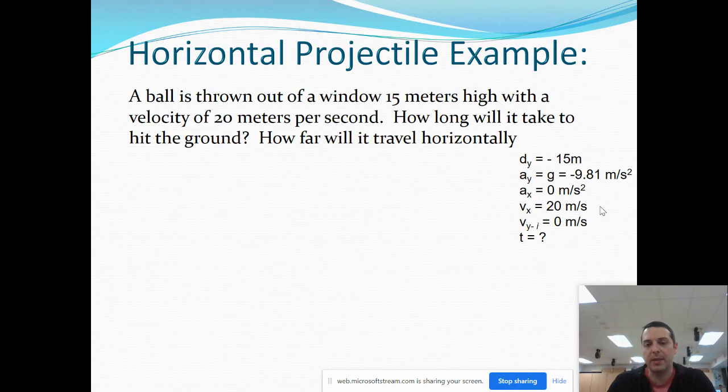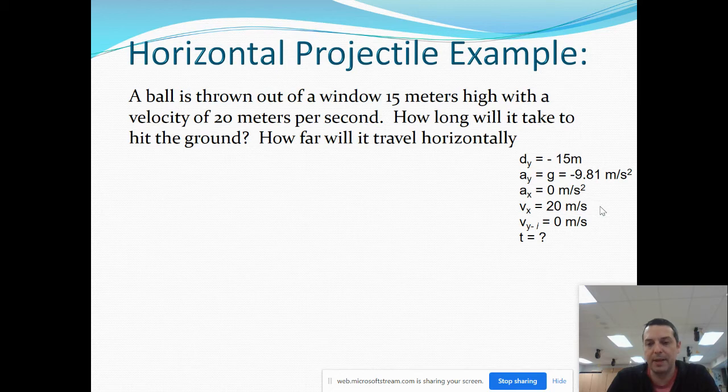On the right, you see I've listed out our variables, our displacement in the y direction being a negative 15 meters, that's how far it's going to fall. Our acceleration in the y direction being a negative 9.81 meters per second squared, that's acceleration due to gravity. We have no horizontal acceleration. Our horizontal velocity is going to be 20 meters per second. And because we have no horizontal acceleration, that's going to be a constant. And initially, our vertical velocity is going to be zero. So the very first moment it's launched, it's got no vertical velocity, but because of that acceleration due to gravity, that velocity vertically is going to grow.